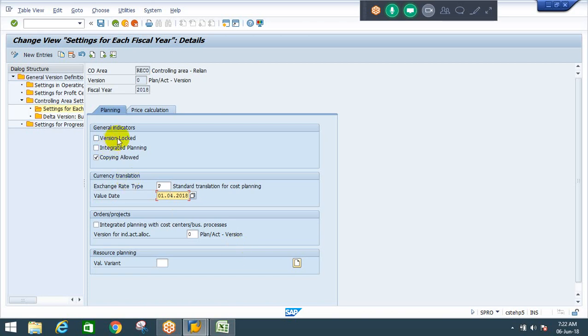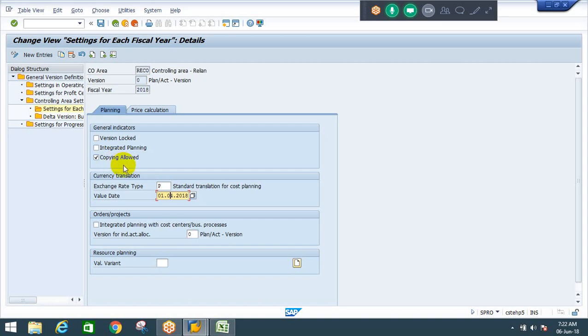Okay. So version locked, if you activate it, it is locked. You cannot post any CO entries for 0 version. Okay. Integrated planning. This is for integration with other modules. Integrate planning with other modules. Okay, that is not required.